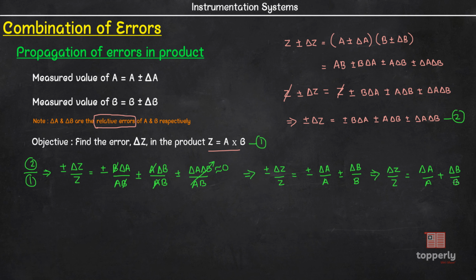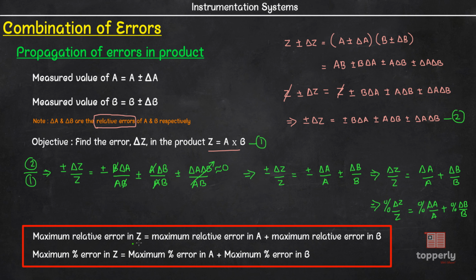Also, multiplying each term by 100 gives us percentage delta Z by Z is equal to percentage delta A by A plus percentage delta B by B. Hence, maximum relative error in Z is equal to maximum relative error in A plus maximum relative error in B. Thus, maximum percentage error in Z is equal to maximum percentage error in A plus maximum percentage error in B. Now let's see the case of division.